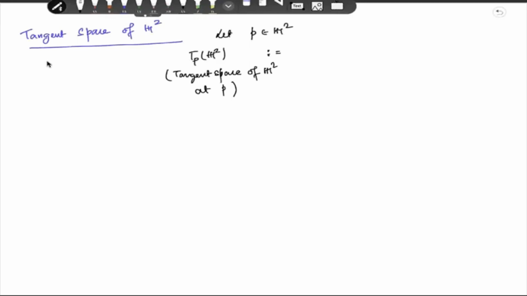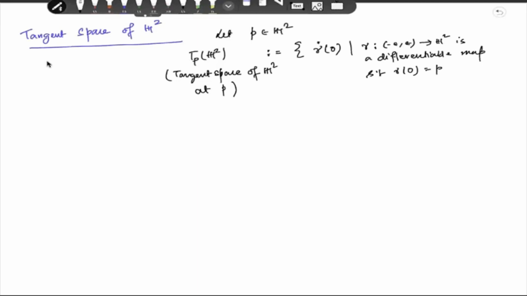Okay, so what is the space? This is the set of all gamma dot 0, where gamma is a differentiable path in H2 such that gamma 0 is equal to P. So you take the collection of all these velocity vectors with respect to the differentiable paths passing through P. So this will be a vector space.